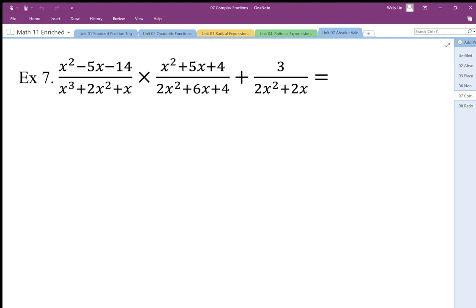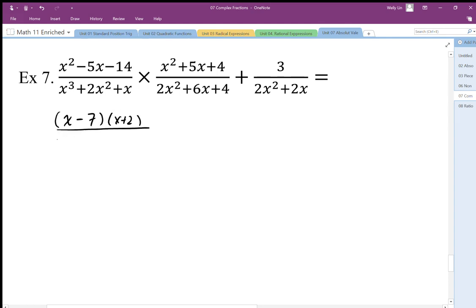First thing we want to do is factor this. So I can see that it's connected by times here, plus here, so I need to do these parts separately. So factoring this, I'm going to end up with minus 7 plus 2.